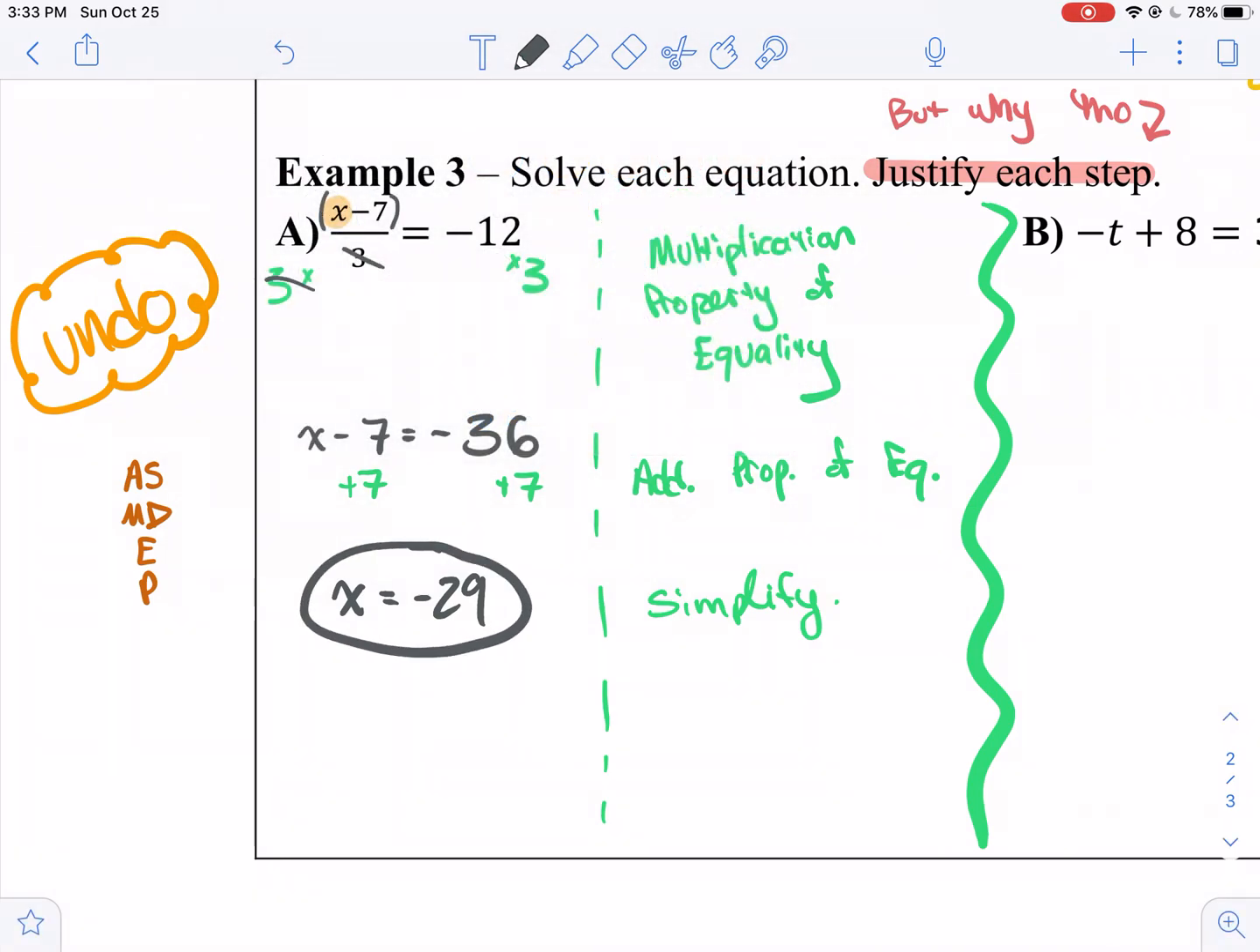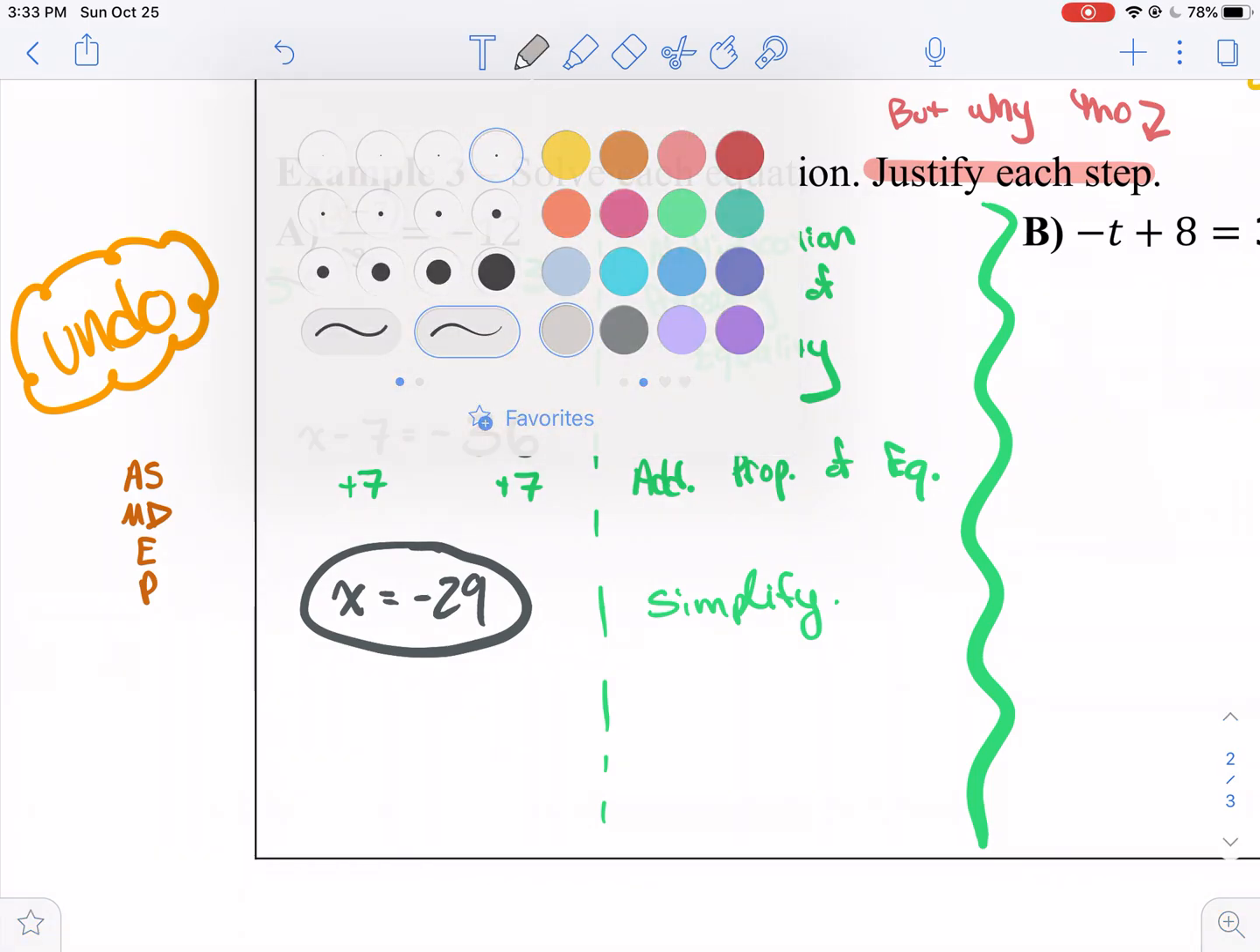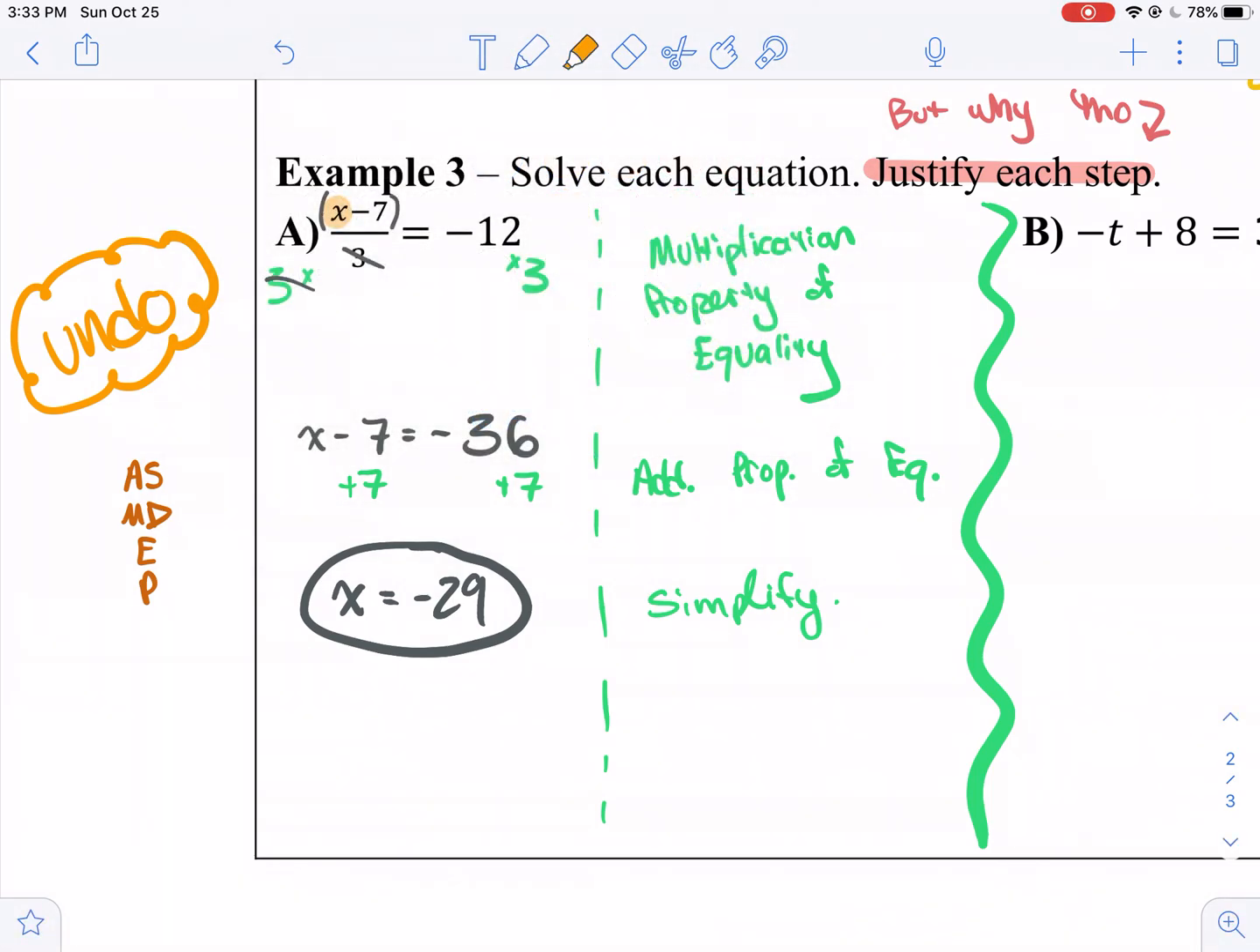Now it is very important to go back and check your work to see if we did it right. Now that we know that x equals negative 29, is it true that negative 29 minus 7 over 3, well, that's negative 36 over 3 is negative 12. Yeah, nice, we did it, cool.